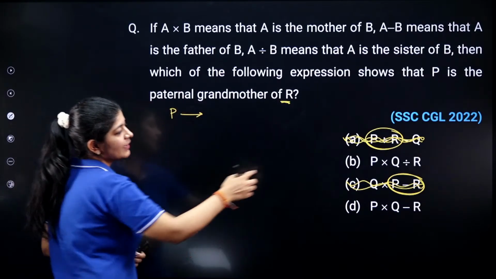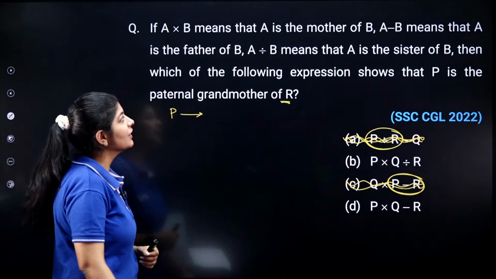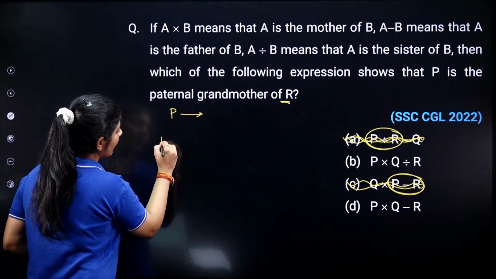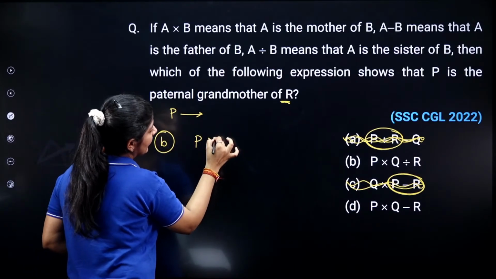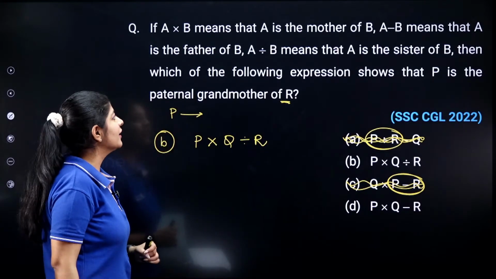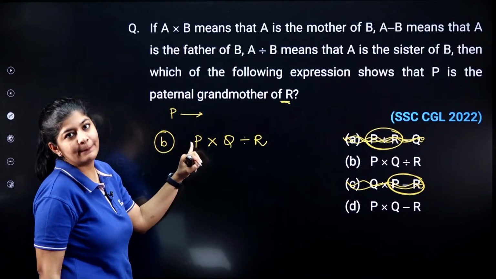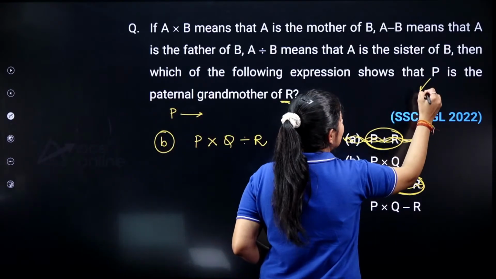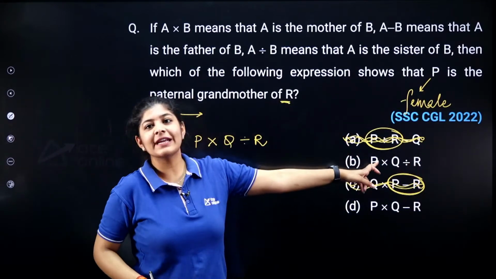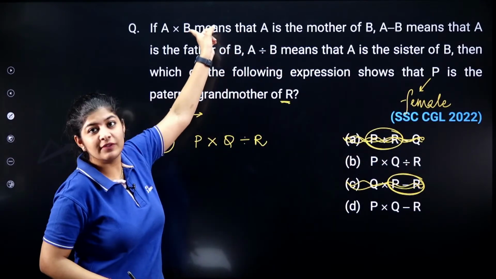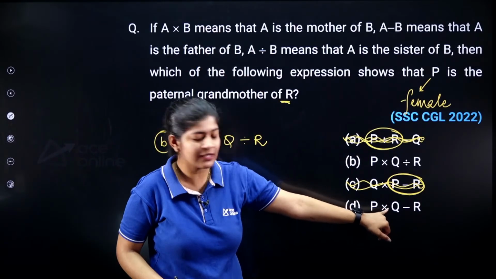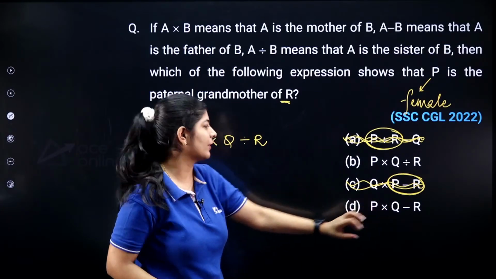Now if I'll go with this option, here we are having multiplication and the multiplication sign means mother, okay? So if I'll talk about option number B, P into Q divided by R. First, I'll just simply check the gender of P because we need P as a female. We need P as a female, right? So here, are we getting P as a female? Yes, because of this multiplication sign. Next one. Again, we are having multiplication sign, so we can say that P is a female, okay.